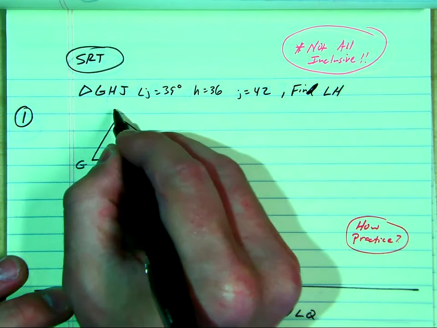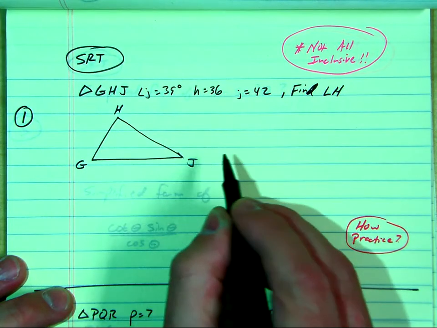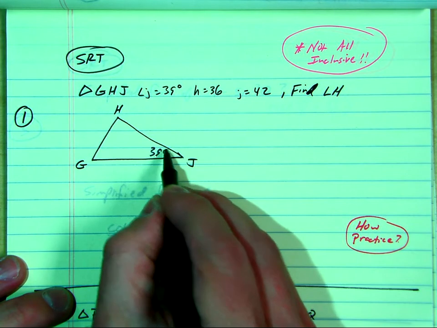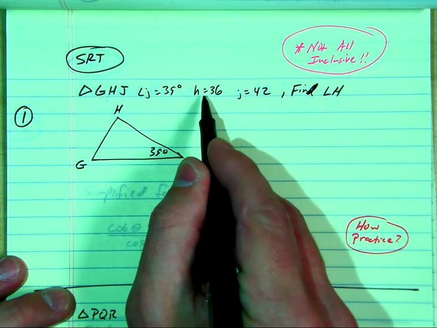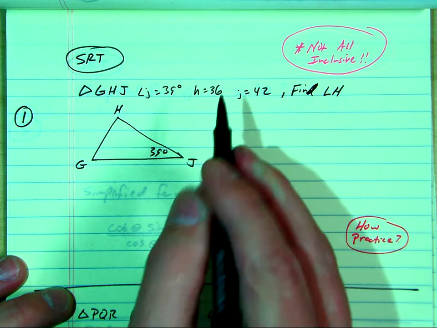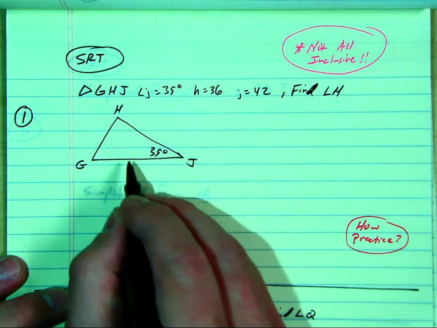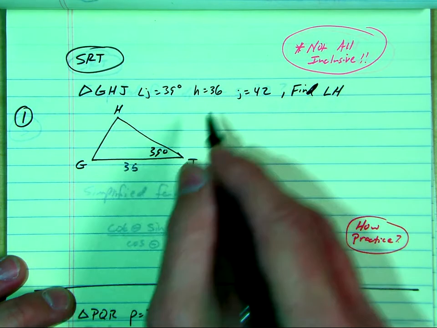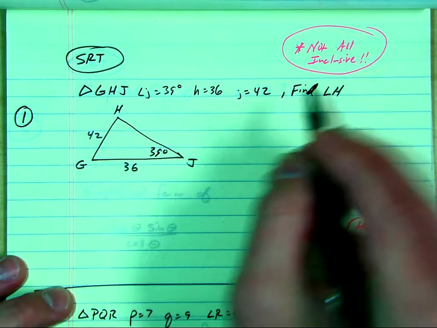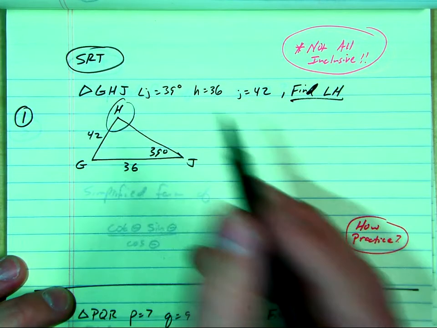So, there's G, H, J. It says measure of angle J is 39 degrees. Little h is 36. So what does little h mean? Where is that? Yeah, it's that side right down here. So little h, this one is 36. And it says little j is 42. We're supposed to find angle h, which is that angle.